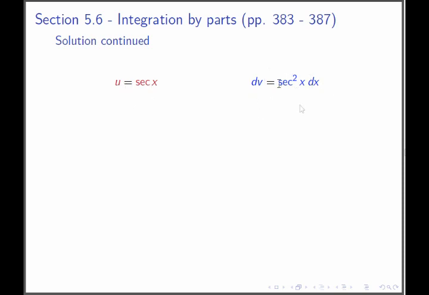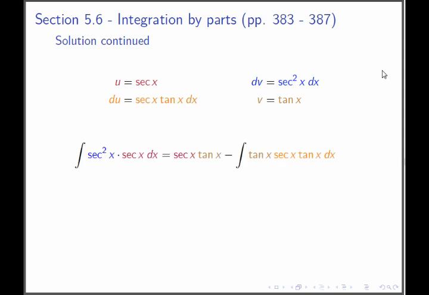Then we integrate both sides to get v, and that'll be tangent x, and then take the differential of both sides here to get your du. And that's secant x tangent x dx. Now let's apply the integration by parts formula. Let's simplify now, combine these two tangent x's.